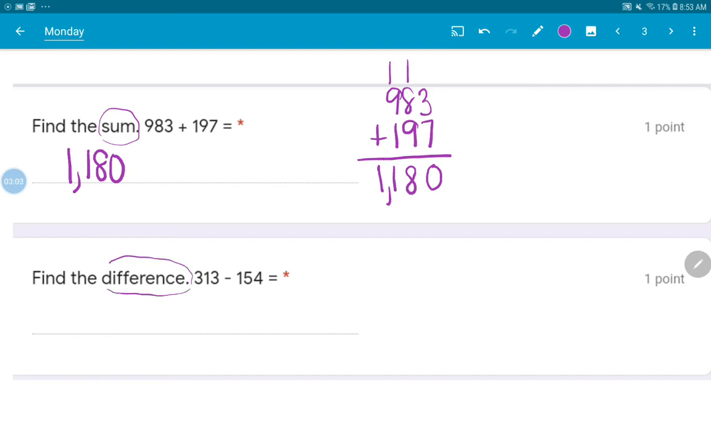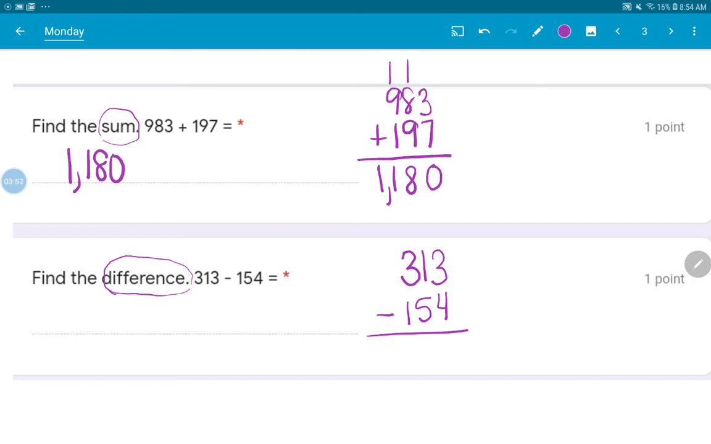All right, next we have to find the difference. What does this word difference mean, Ansley? Subtract. So we've got 313, and we're going to take away or subtract 154. How would I do that one, Kaden? You subtract. That one confused me a little bit. Okay, so tell me what confused you. What would I need to do first? Jacob, can you help him out a little bit? What do we need to do?